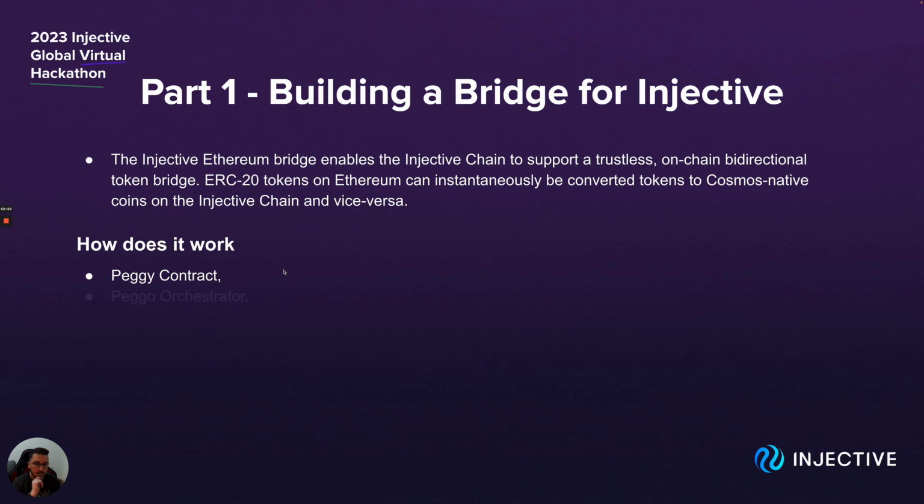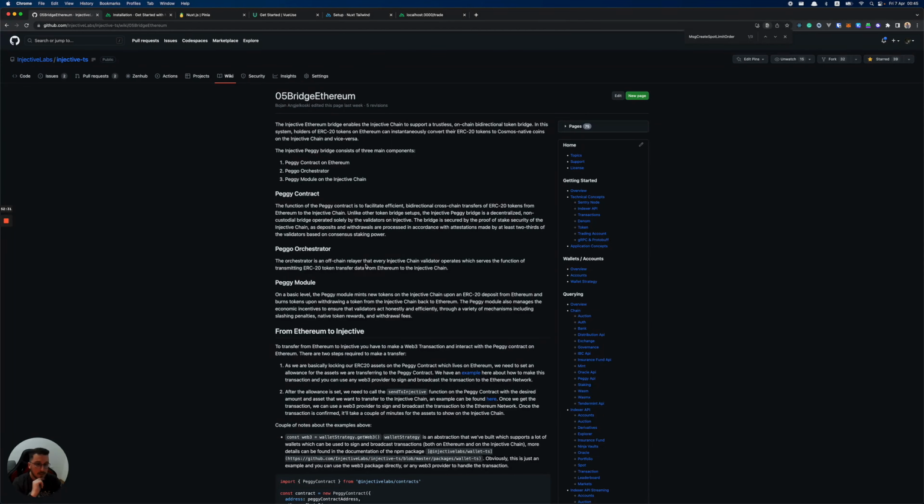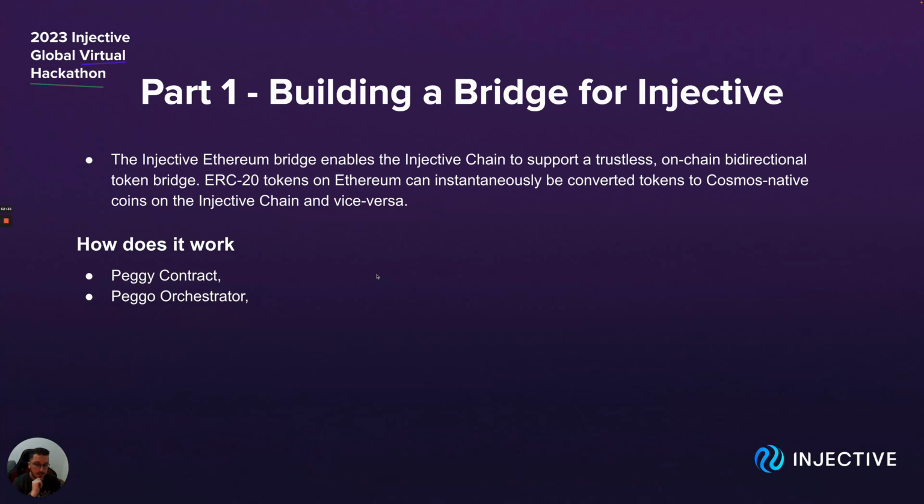Then we have the Peggy orchestrator. It's an off-chain relayer that every validator on Injective runs. Basically, the reason why we have this orchestrator is to apply the same consensus mechanism we have for validating transactions on Injective for deposits and withdrawals within the Peggy bridge. This means that the Peggy bridge is secured with the same consensus mechanism that the whole Injective network is secured.